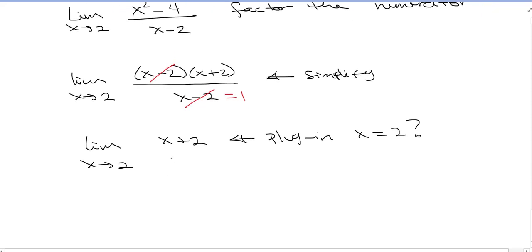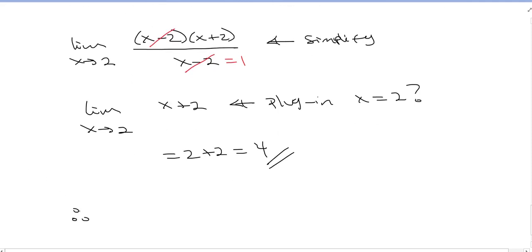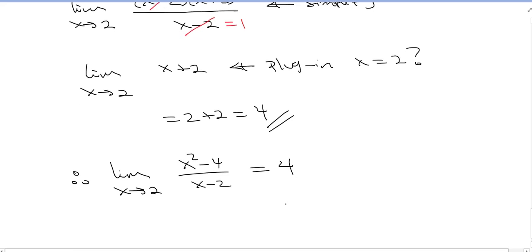Let's see what happens when I plug in 2. I'm going to have 2 plus 2, which is 4. So now that is my limit. So therefore, I can say the limit as x goes to 2 of x squared minus 4 over x minus 2 is 4. What does this mean?